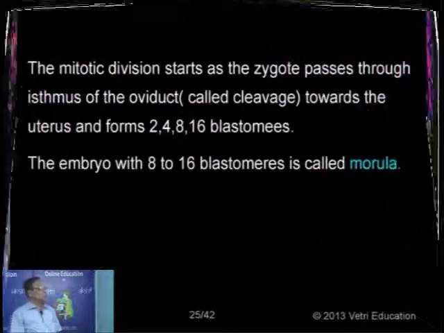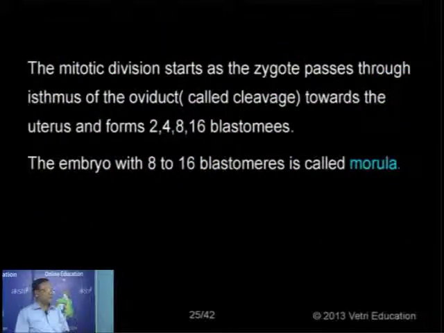The mitotic division starts as the zygote passes through the isthmus of the oviduct. This process of division of the egg is what we call cleavage, as I mentioned. As a result, the number of cells in the embryo increases. From a single-cell zygote, we have a multicellular ball of cells formed, called the morula.